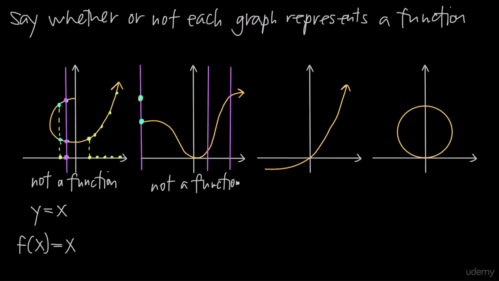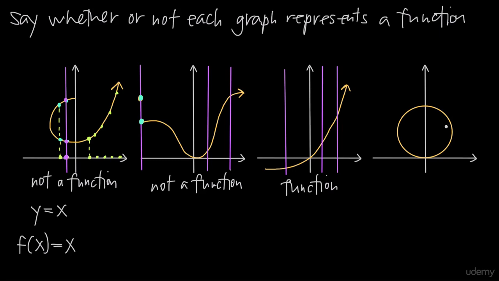What about my third graph right here? If I try to draw vertical lines, and again, I can draw them anywhere I want to pick, but if I draw vertical lines here, maybe here, I can see that each vertical line that I draw is only going to intersect the graph at one single point. There's no vertical line I could draw on this graph that would intersect it at more than one point. Therefore, this graph passes the vertical line test, and I can say that this graph represents a function.